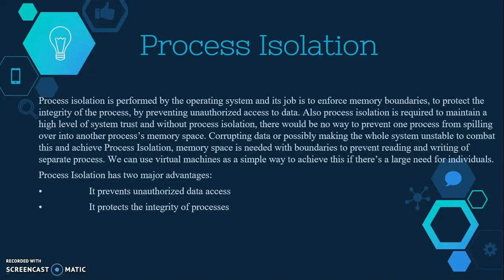Process isolation is performed by operating systems, and its job is to enforce memory boundaries to protect the integrity of the process by preventing unauthorized access to data. Process isolation is required to maintain a high level of system trust, and without it, there would be no way to prevent one process from spilling over into another process's memory space, corrupting data or possibly making the whole system unstable. To combat this and achieve process isolation, memory space is needed and boundaries to prevent reading and writing of separate processes. We can use virtual machines as a simple way to achieve this if there's a large need for individual processes.